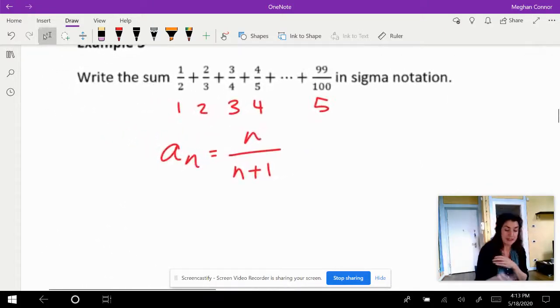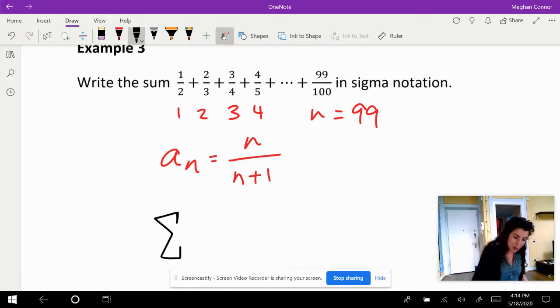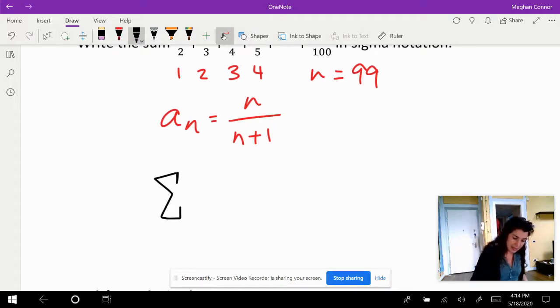So that's the definition. Now we want to write the sum. Oh, that's not 5, that's n. But knowing the pattern that we do now, we can see that that is the 99th term of the series. So if we wanted to turn that into sigma notation, we're starting with n equals 1 all the way up to 99, and then we're going to do n over n plus 1.